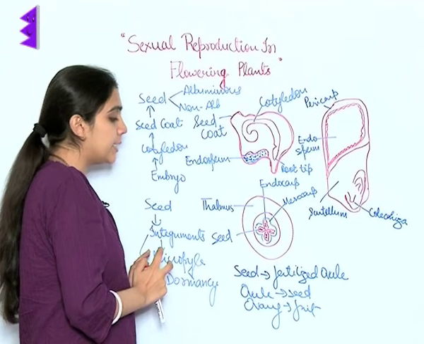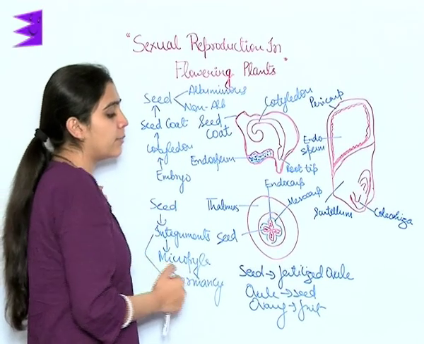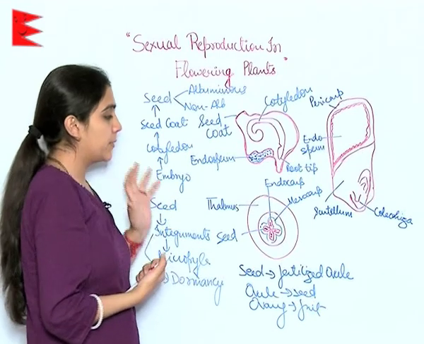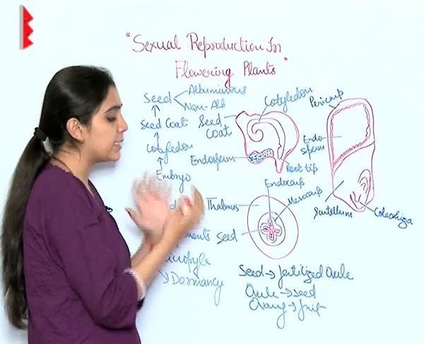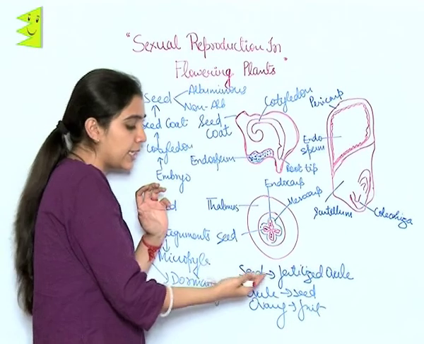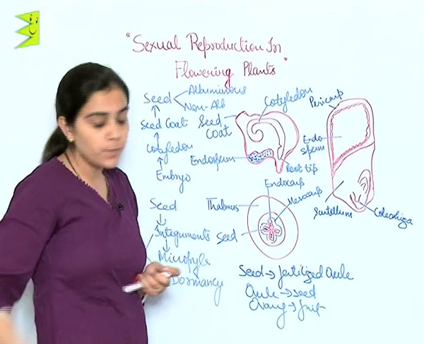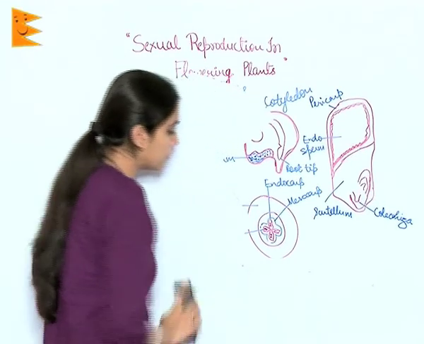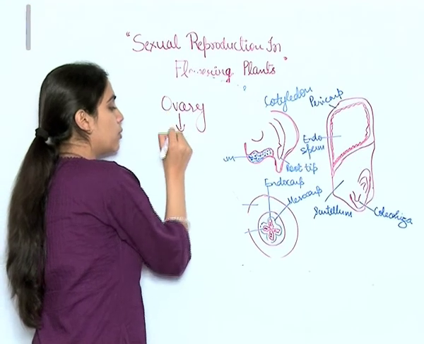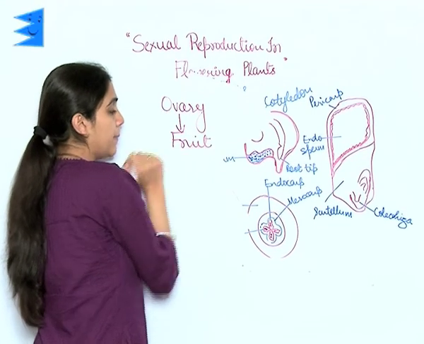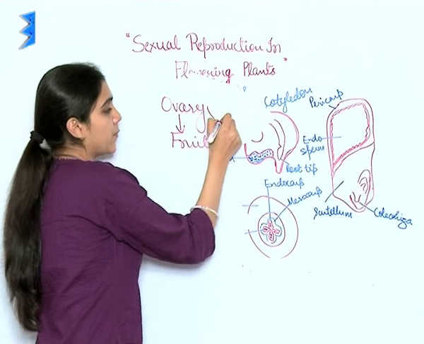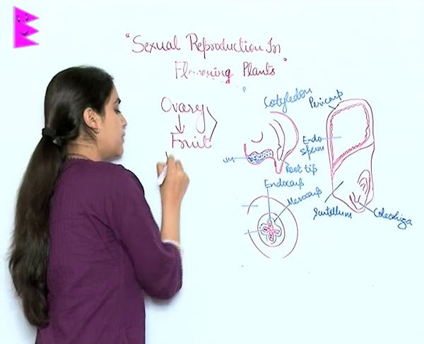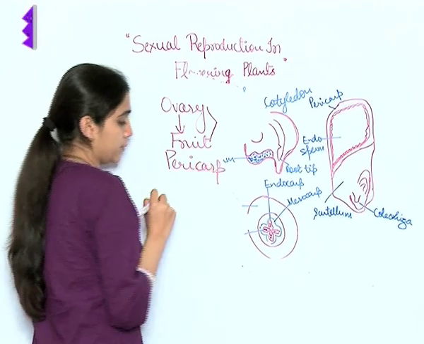Now, seeds are, as I told, nothing but fertilized ovules. Seeds are usually found inside the fruit. Now, the whole process takes place: the ovule gets turned into seed and the ovary turns into fruit. When the ovary turns into fruit, the wall of the ovary becomes the wall of the fruit, which is known as pericarp.